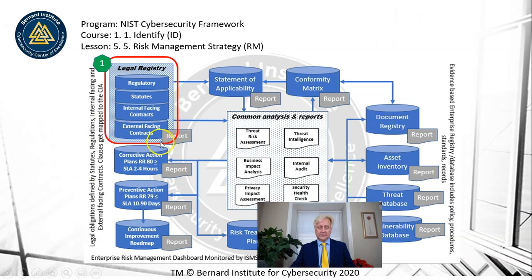And then there's the external facing contracts. These are the contracts that we have with customers or suppliers. And if we're part of the supply chain, we may have agreements with manufacturers of components or parts or materials downstream. And upstream, we may have agreements with government entities where we provide a finished product or a service to them. So this is important. It's important to understand the legal registry and to list the legal obligations in the legal registry so that we can apply them within the cybersecurity program. And we'll talk about that more as we go through the lessons on how that gets handled.